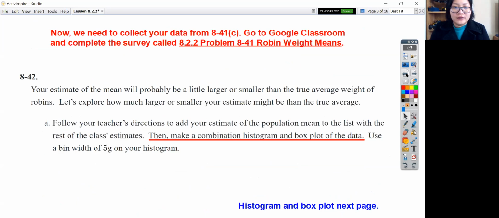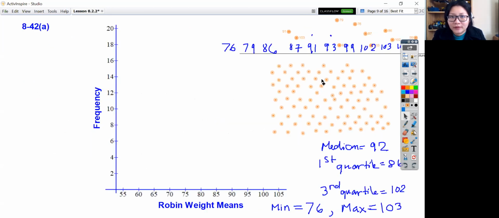All right, so let's move on to question A-42. Please have some minutes to read over problem A42. Then we are going to use our data, make a combination histogram and box plot of the previous data. Use a bin width of 5 grams, okay? All right, so let's look at our data. This is what we have.